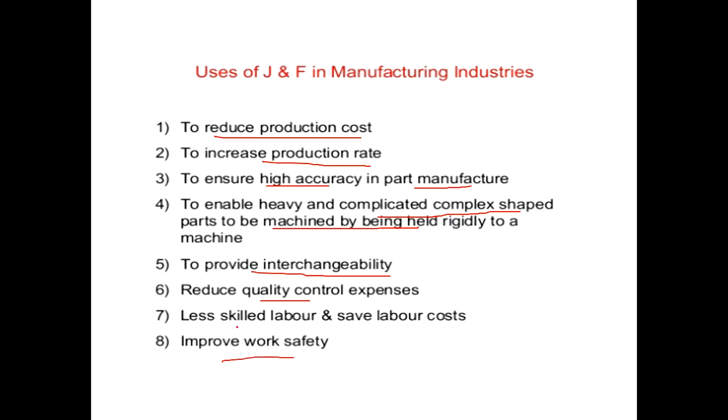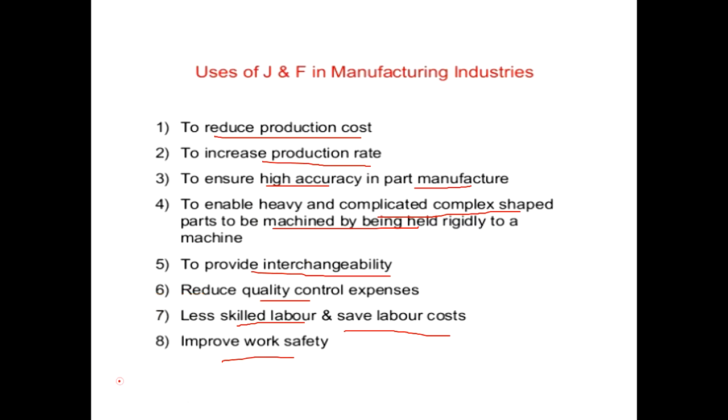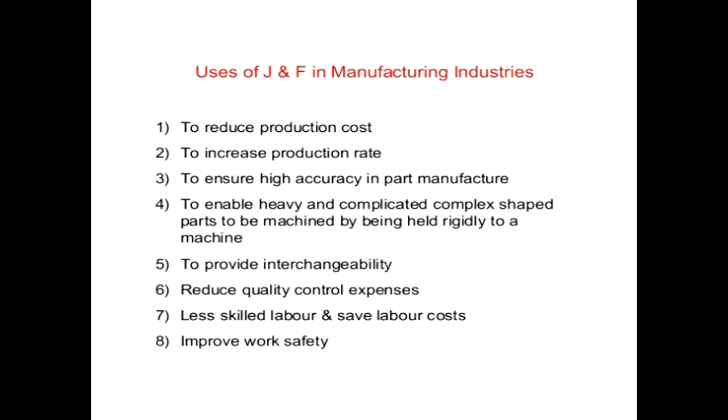We will get improved work safety also. Even skilled labor is not required for this, so this will save labor cost also. Overall, we can see that there will be improvement in production. Ultimately, it will improve productivity, and all this will result in profit for the organization. So jigs and fixtures are widely used in manufacturing, and it is a continuous activity in manufacturing.